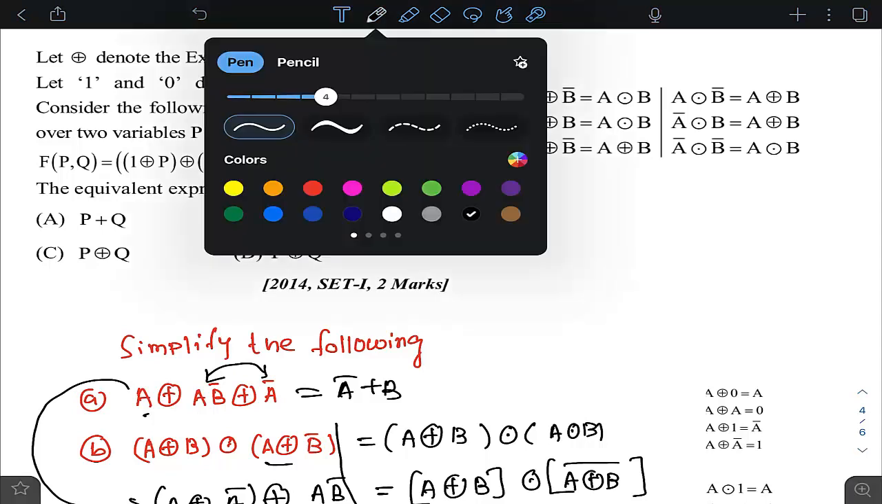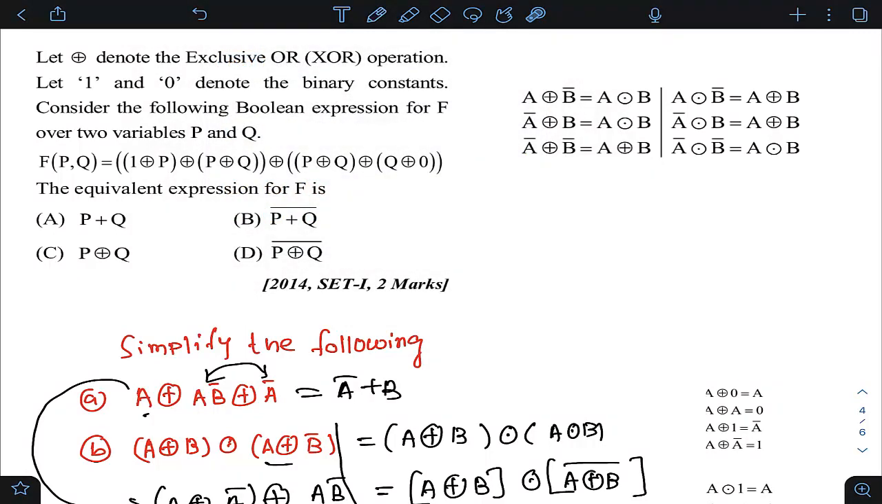So one by one, let me do. First thing is 1 XOR P. So what is 1 XOR P? 1 XOR with P can be written as P bar, like 1 XOR with A is A bar. So 1 XOR with P is P bar. Then you have this XOR, so I'm writing this XOR. Then you have P XOR with Q.